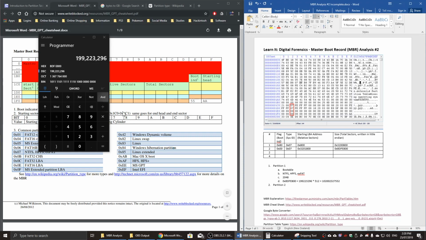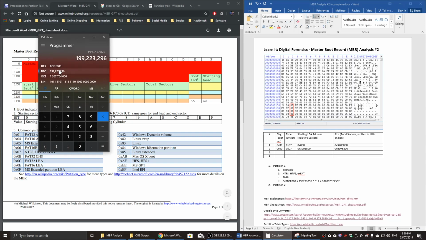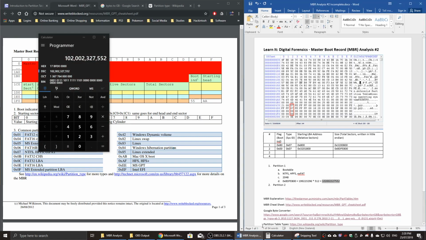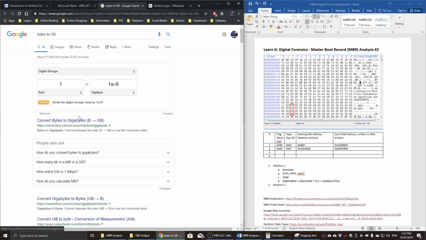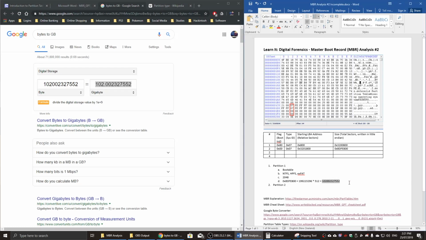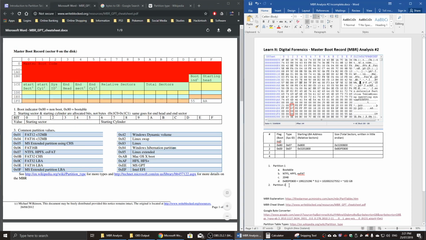And if we take this particular value that we got by multiplying the hex value with 512, and put it into the Google bytes to gigabytes converter, we get roughly 102 gigabytes. So that equals 102 gigabytes. We can see that it's a pretty large partition. So let's go back to the second partition now.